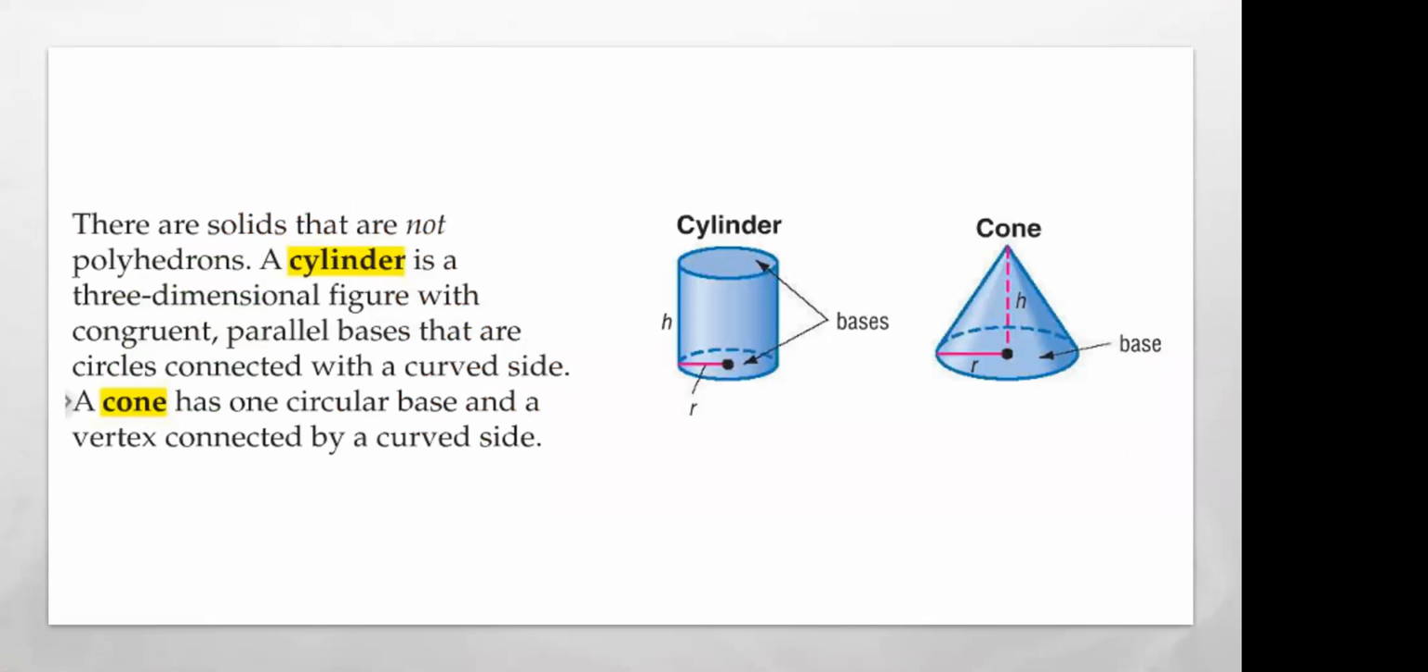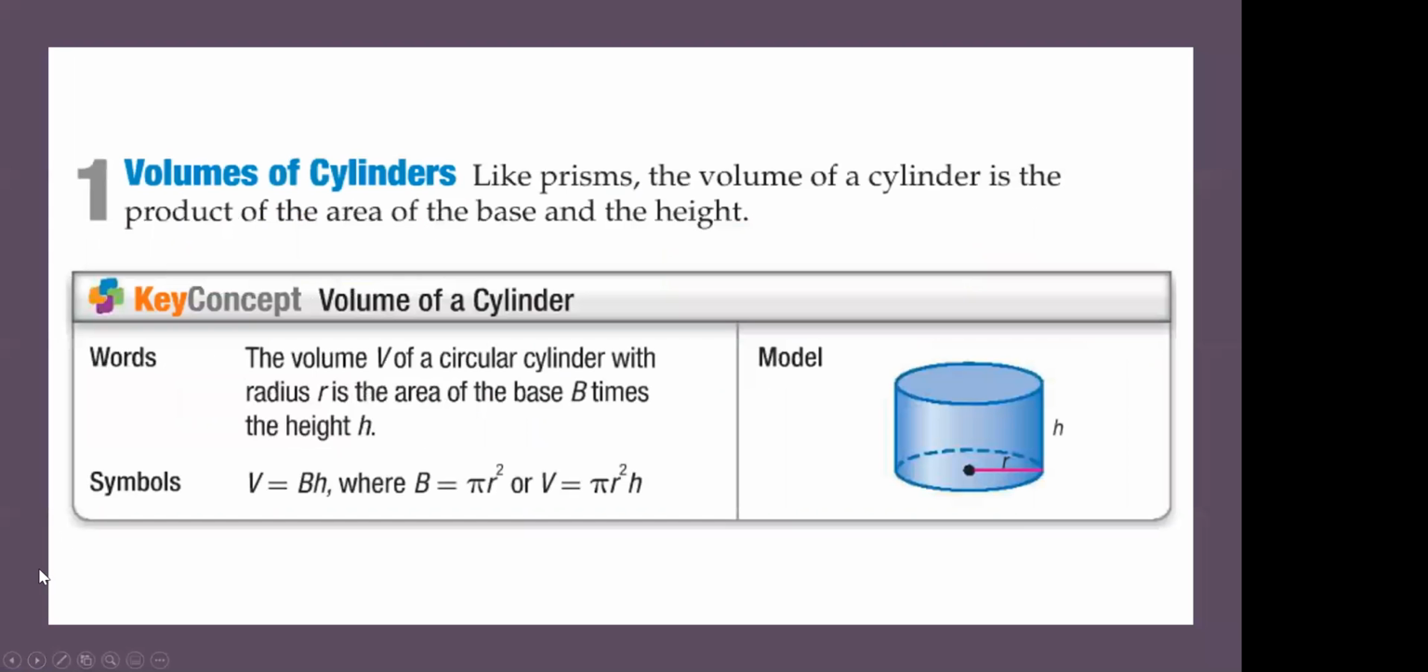All right, so then we have solids that are not polyhedrons. So an example of that would be a cylinder, because the base is not a polygon. Okay, the base is going to be a circle. Okay, and it has parallel bases, and we have the curved side. And then a cone has one circular base and then a vertex connected by a curved side. Okay. All right, so let's take a look at some of these.